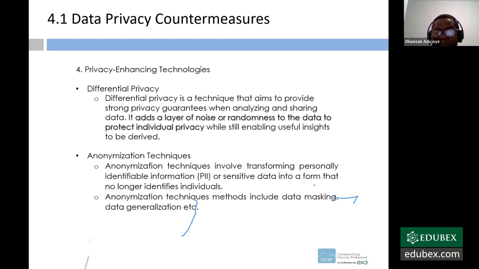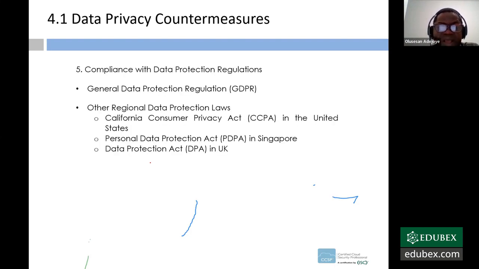Differential privacy is very important when you are analyzing or sharing data. When you want to share the data, when the data is in use, we use differential privacy techniques, where they add a layer of noise or randomness to the data to protect individual privacy. So they just pad the data with certain random values to ensure that the data cannot be used to identify individuals.